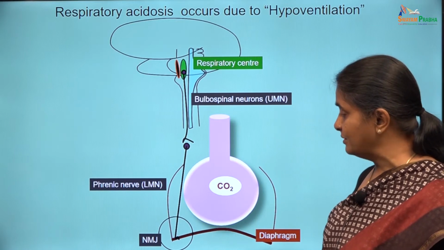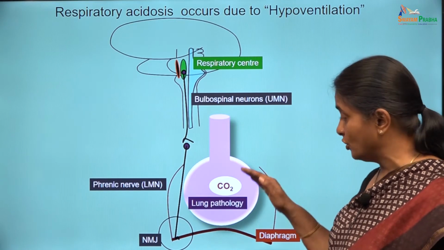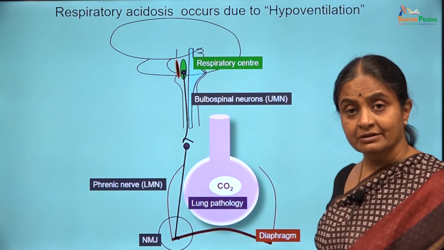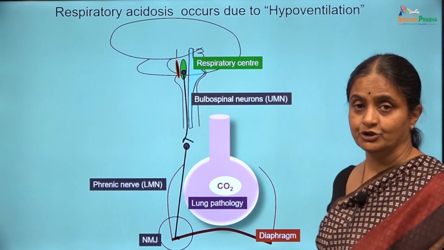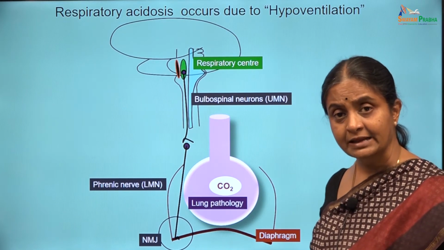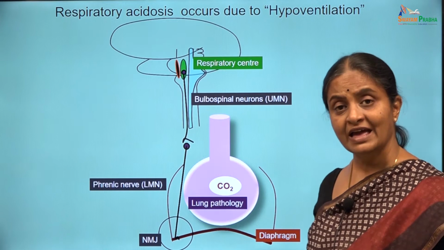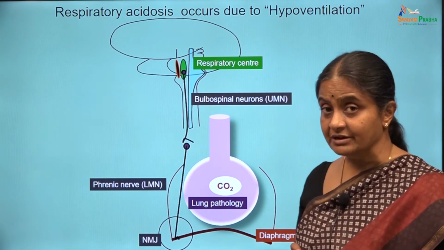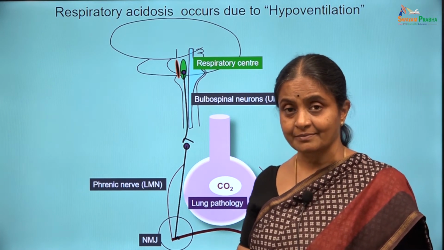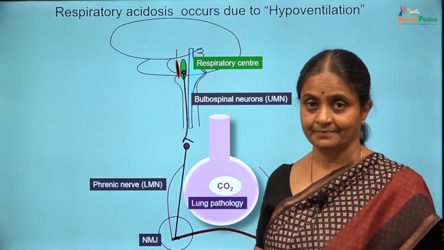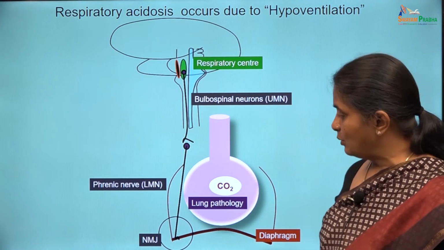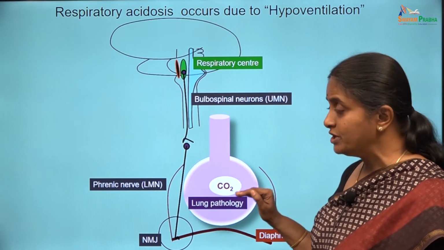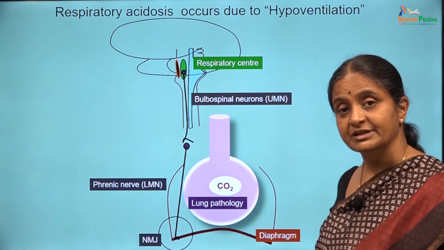Then there can be problems in the lung itself or the chest wall. For example, rib fracture. Rib fracture can cause pain during respiratory movements, and that can limit respiratory movements and therefore lead to hypoventilation. The term ventilation refers to the amount of air going into and out of the alveoli, alveolar ventilation. We will first consider lung diseases and see which of those lung diseases can cause respiratory acidosis.